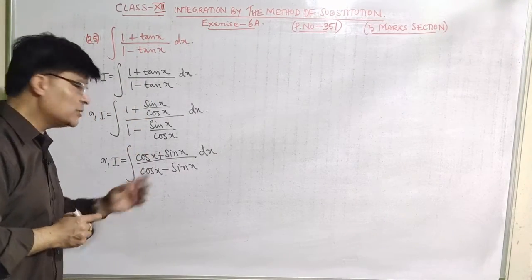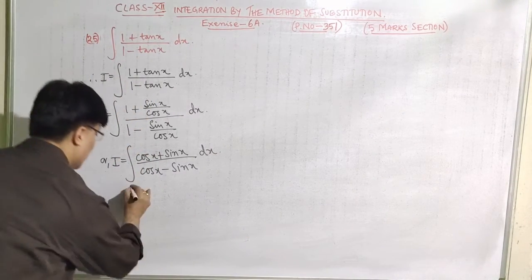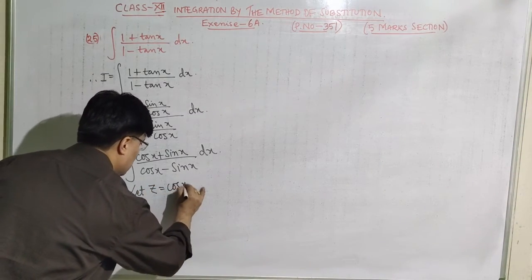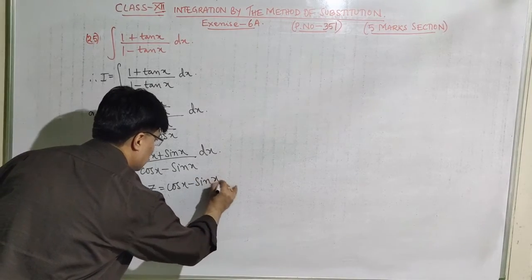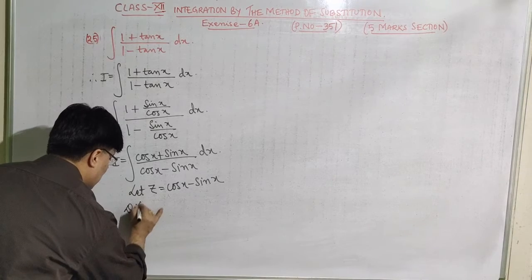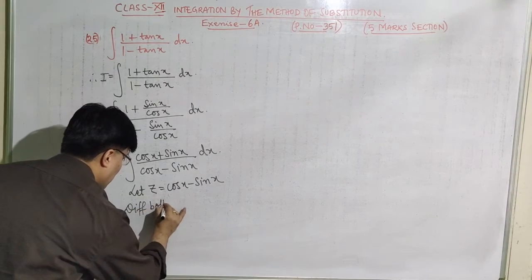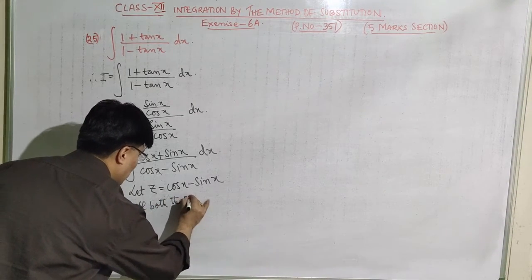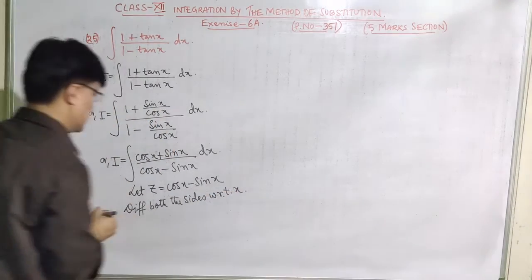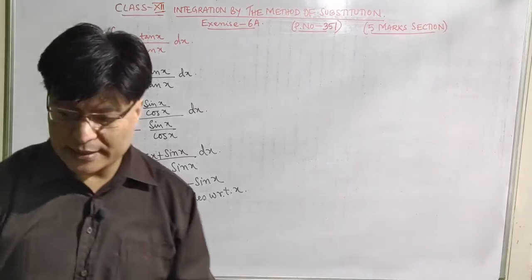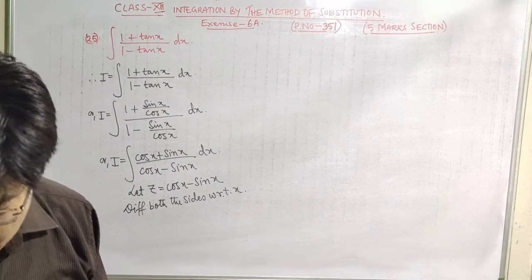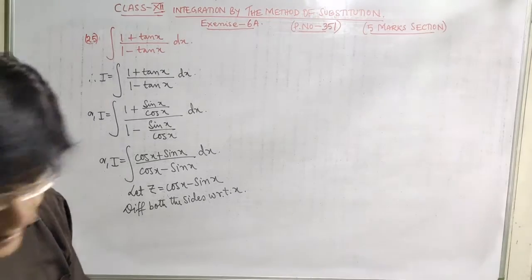So let us assume this denominator as z. So let z is equal to, this is cos x minus sin x. Okay, so differentiating both the sides with respect to x.